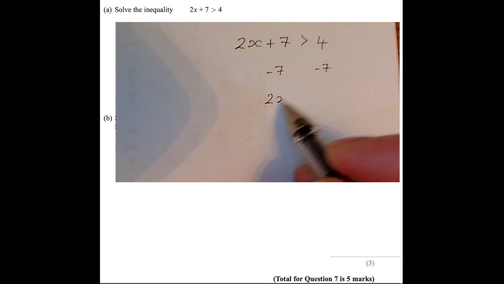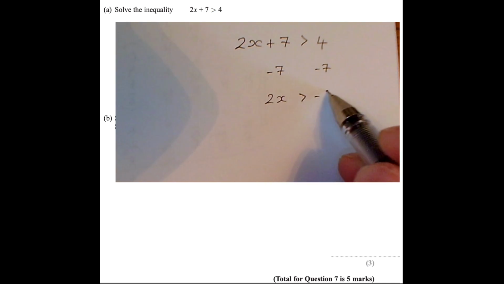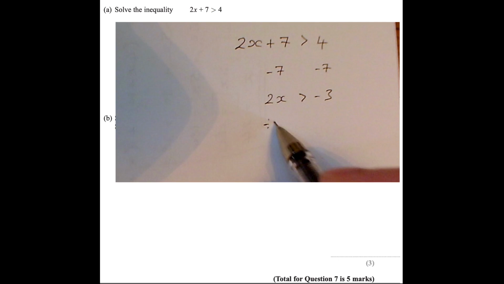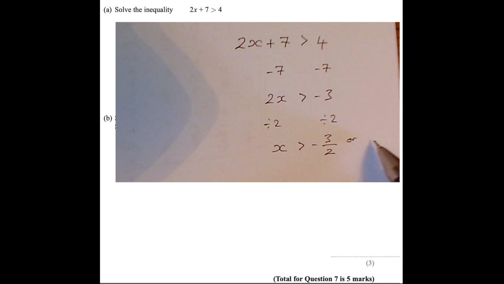I know x is greater than. So I'm taking the 7 from both sides, and that means that 2x has to be greater than minus 3. I only want 1x, so if I halve it, I'm going to get 1x, and if I halve the other side as well, minus 3 over 2, or minus 1.5. So for the majority of cases, you're going to treat your inequality sign just like your equal sign.